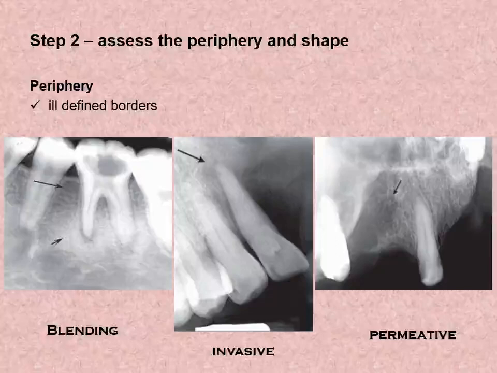Then the third ill-defined border is the permeative border. In permeative borders, the lesion grows around the existing trabeculae. We have a normal trabecular pattern, but the lesion grows around the trabecular pattern, which results in enlargement of marrow spaces, as seen in the third image with a black arrow. This is usually seen with reactive or inflammatory lesions. Rarely, even malignant lesions show permeative margins.